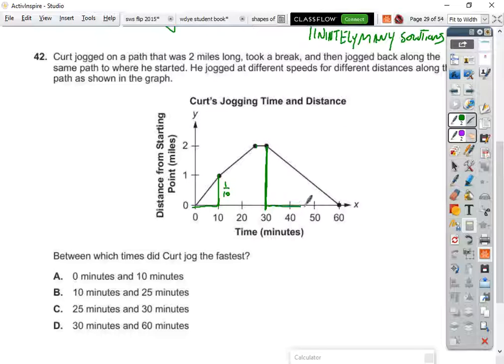So then let's take a look. Having fun? So here we went 2 miles over the course of 10, 20, 30 minutes. That's equal to 1 over 15. Well, 1/10 is bigger than 1/15, so clearly it's 0 to 10 minutes.